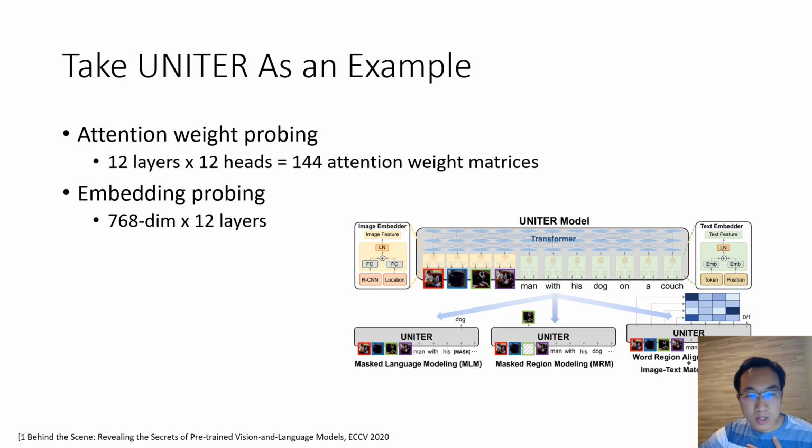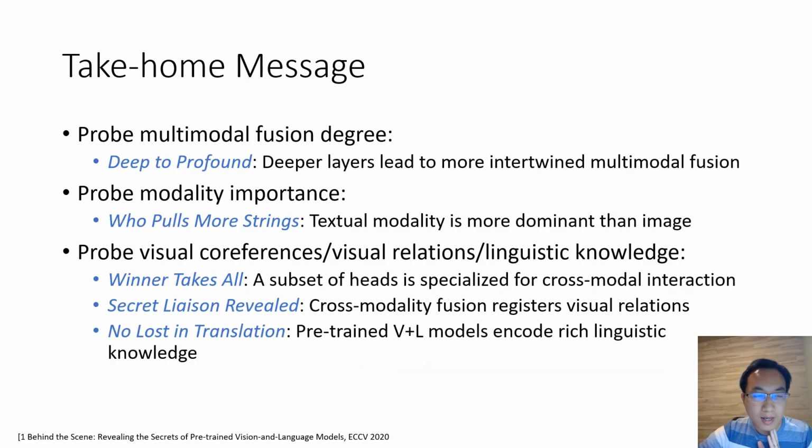They basically probe two kinds of vectors. One is attention weight probing. For UNITER base, we have 12 layers, and in each layer we have 12 heads. So in the end, we have 144 attention weights, which form a matrix. We can also probe the embedding vector. So this is the high-level message in the probing paper.